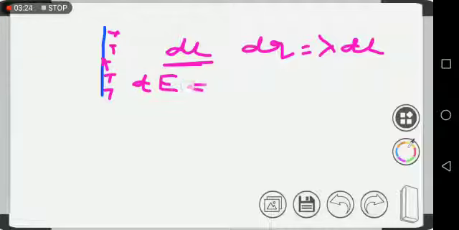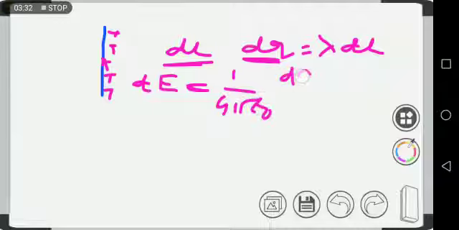Since this is a very small element having charge small dq, the electric field will be 1 upon 4 pi epsilon naught dq upon r square, because this dl length is like a point.